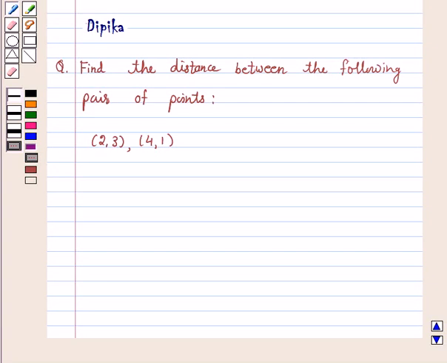I am Deepika here. Let's discuss the question. Find the distance between the following pair of points (2, 3) and (4, 1). So let us first learn how to find the distance between any two points P(X1, Y1) and Q(X2, Y2).